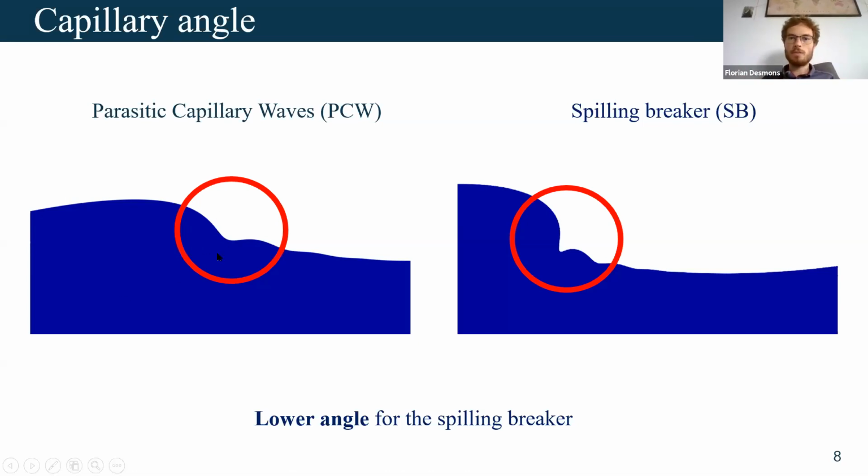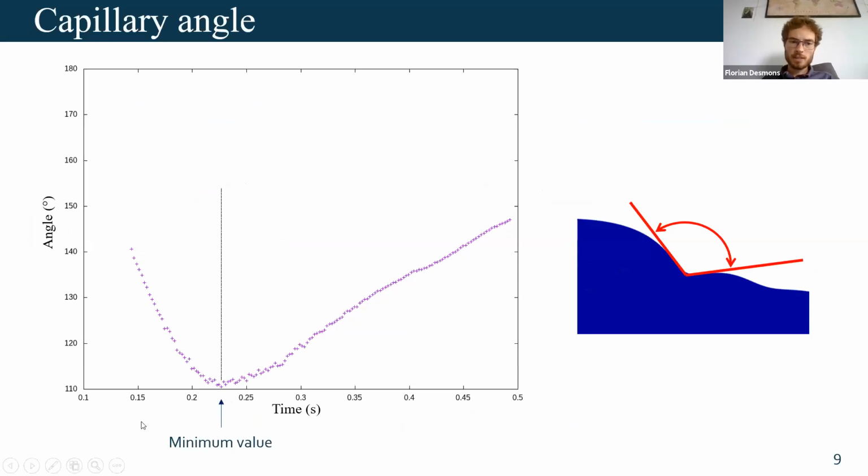What we can see, first of all, is a difference between the angle on the left and on the right. The angle on the right is lower than the angle on the left. In fact, there is an interesting value here, which is the minimum value of this angle. I have plotted the evolution of this angle through time during a breaking process, which is here a parasitic capillary wave. So first of all, the angle reduces, as if compressed, and after reaching a minimum value, it starts to increase again, just like a decompression. And what is really interesting is the minimum value.